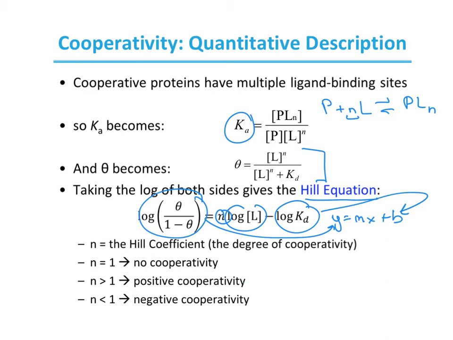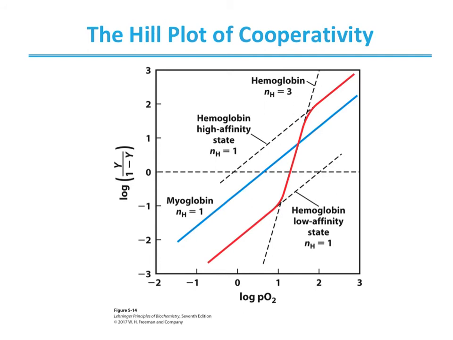So if n is equal to 1, there is no cooperativity. If it's greater than 1, there's positive cooperativity, and if it's less than 1, there's negative cooperativity. So this shows you the Hill plot of myoglobin and hemoglobin. So for myoglobin across the range of pressures of oxygen, there's no cooperativity, but for hemoglobin, in the high affinity state, there is a cooperativity where nH equals 3.